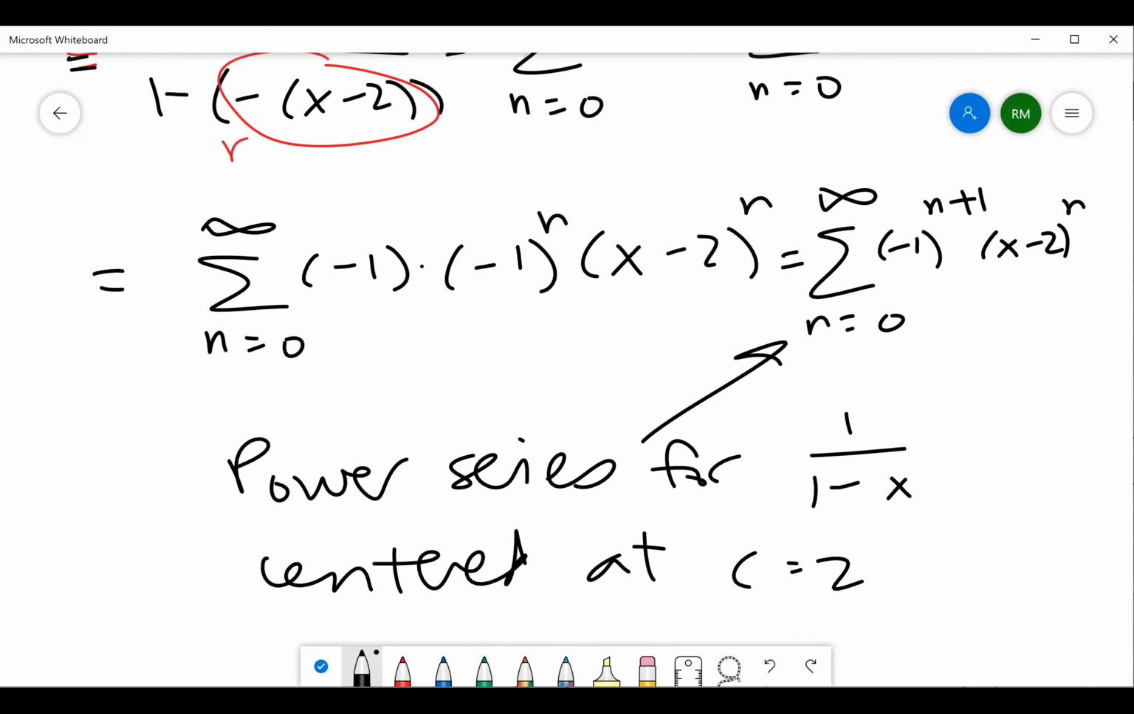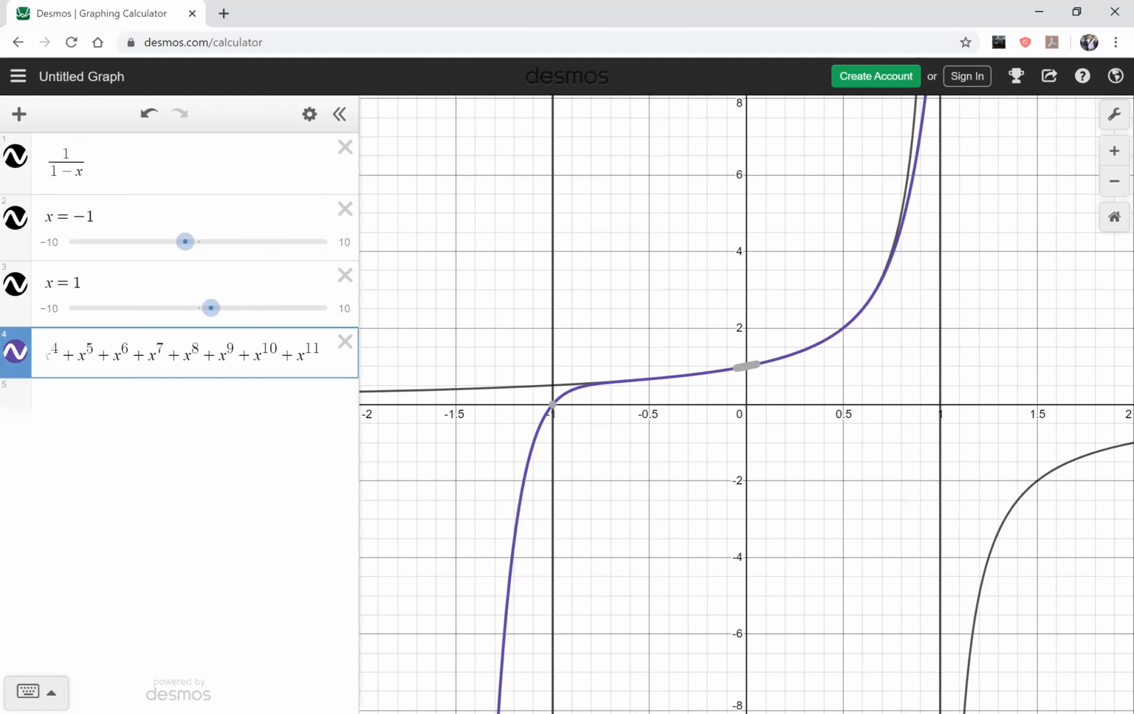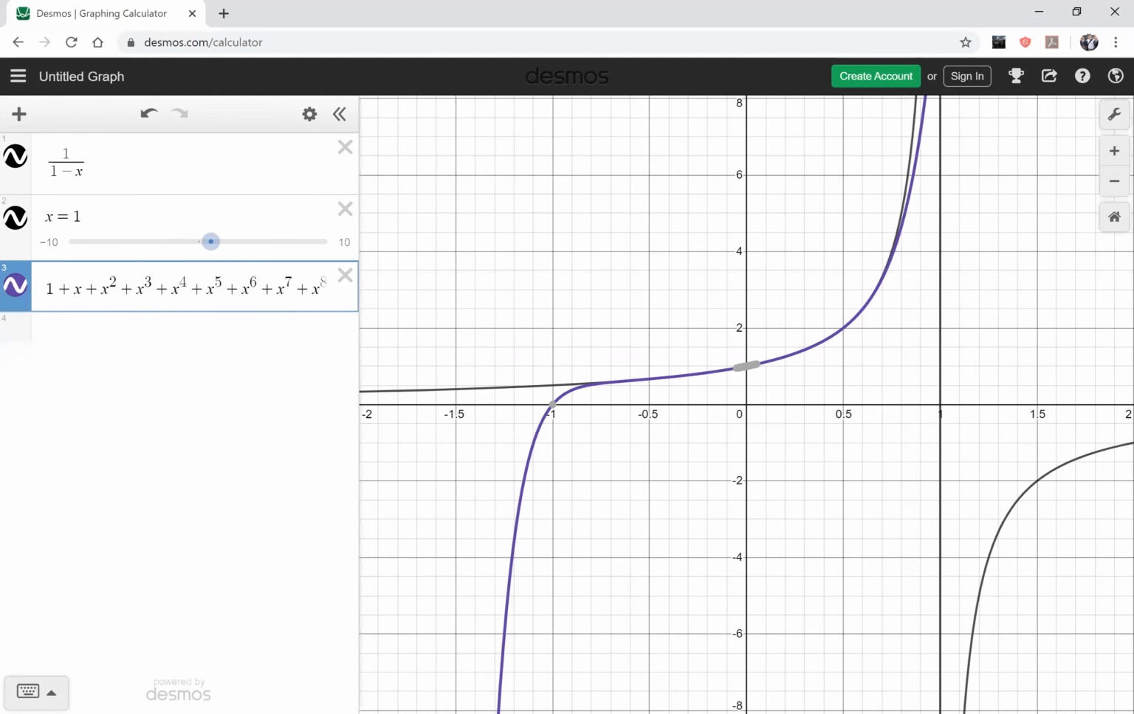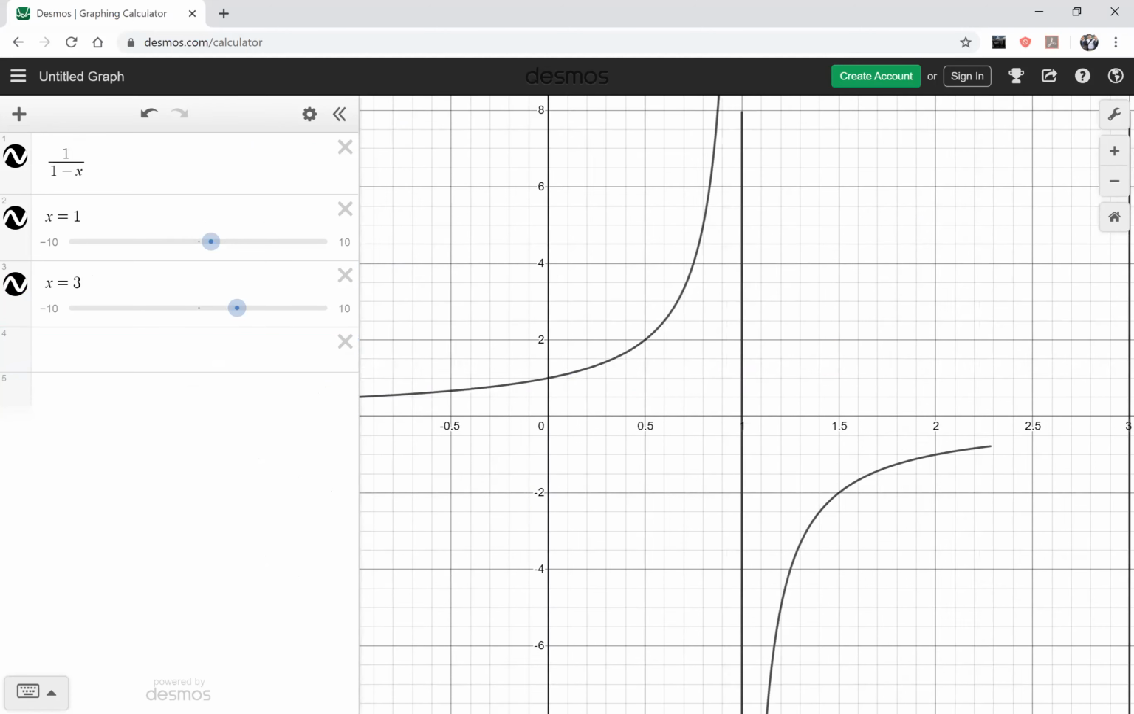So let's actually see that this makes sense. It should converge on the interval from 1 to 3. So let's take a look at Desmos and see if that matches what the math says it should. We're using the same function, 1 over 1 minus x, but we're going to use a different approximation. So let's slide this over.